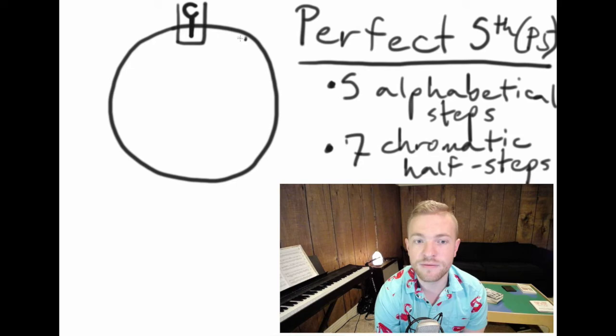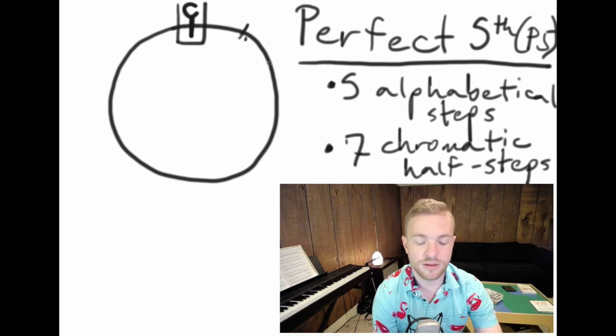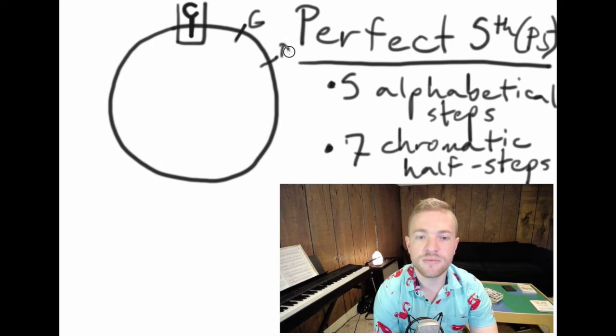A perfect fifth above C would be G. A perfect fifth above G would be D. Perfect fifth above D would be A. A perfect fifth above A would be E. Perfect fifth above E would be B. A perfect fifth above B would actually be F sharp.